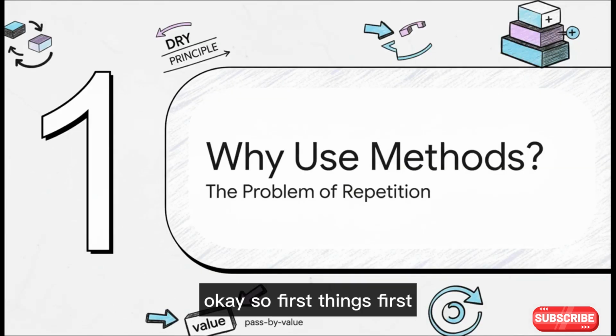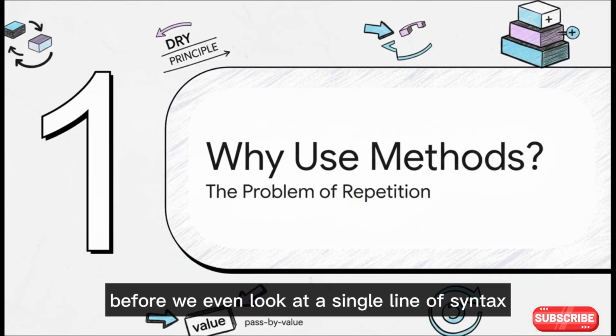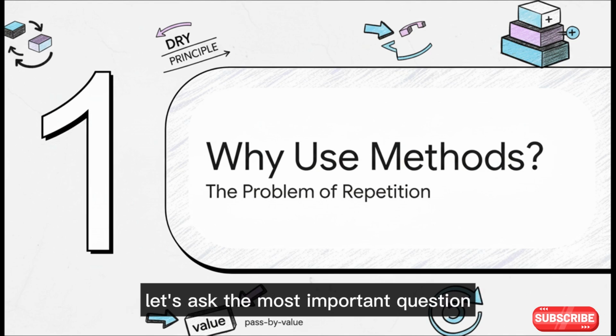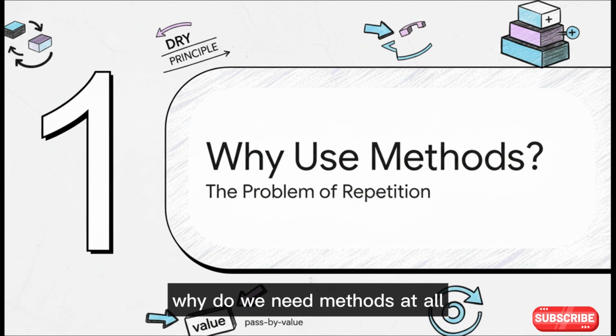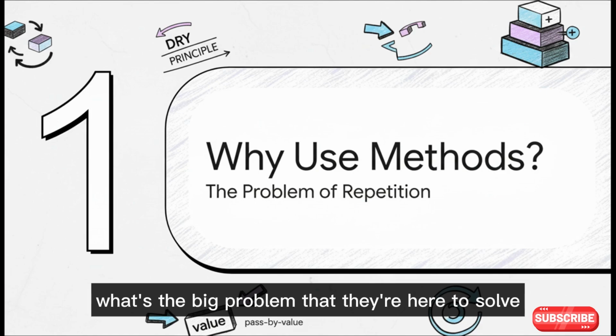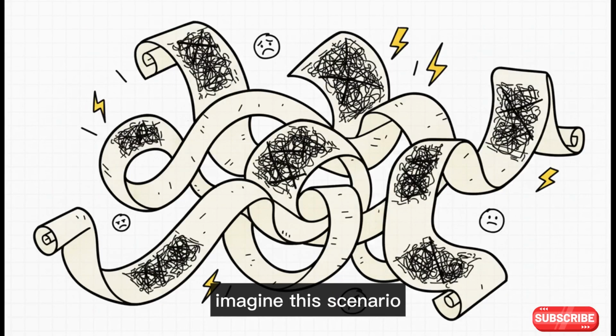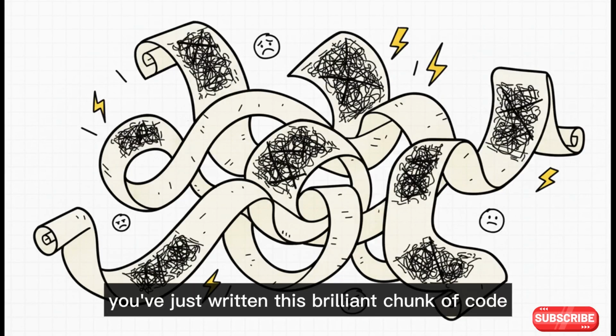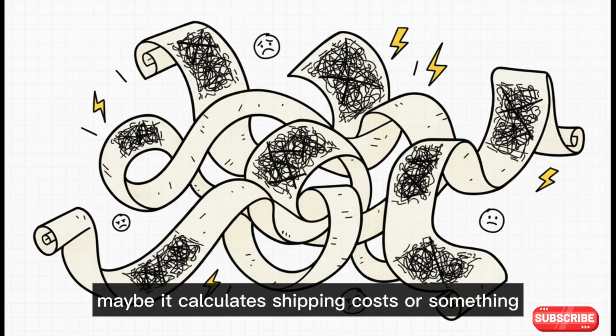Okay, so first things first. Before we even look at a single line of syntax, let's ask the most important question. Why do we need methods at all? What's the big problem that they're here to solve? Imagine this scenario. You've just written this brilliant chunk of code. Maybe it calculates shipping costs or something.